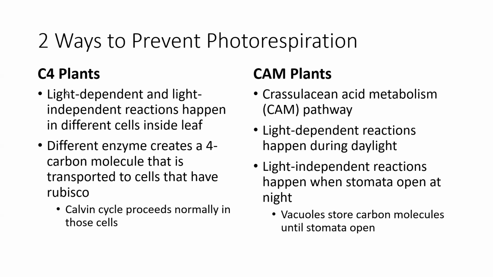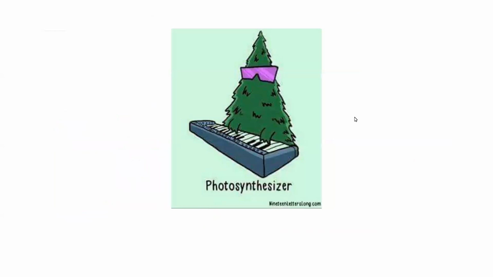So C4: 4-carbon molecule, separating light and dark reactions in space. CAM plants: separating light and dark reactions in time. And now you know everything you need to know about photosynthesis so you can be a photosynthesist.